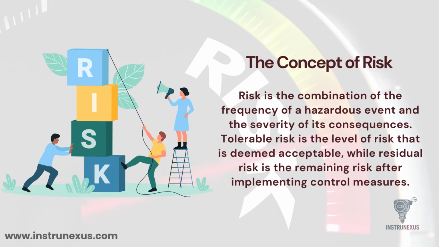This is a level of risk that is deemed acceptable by the organization or regulatory bodies, often adhering to the ALARP principle, as low as reasonably practicable. The difference between your initial, unmitigated risk and your tolerable risk is the residual risk, and our job today is to ensure that residual risk remains within safe limits using control measures.